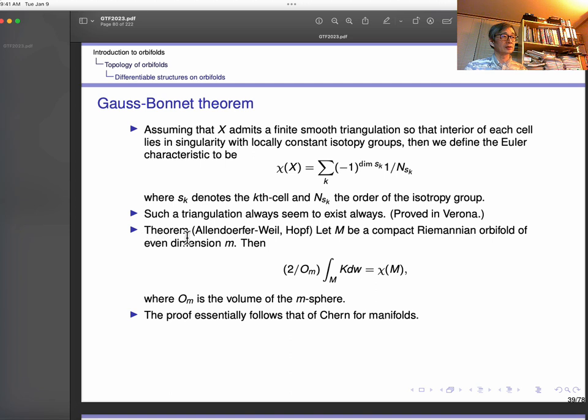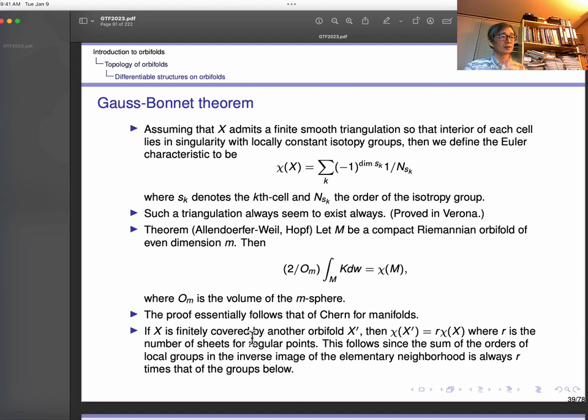And the theorem is the Allendorfer, Weil, and Hopf theorem: if M is a compact Riemannian orbifold of even dimension, then the Euler characteristic is given by this formula, where K is of course related to the Riemannian curvature, and Ω_n is the volume of the n-sphere. So the proof essentially follows that of Chern for manifolds.